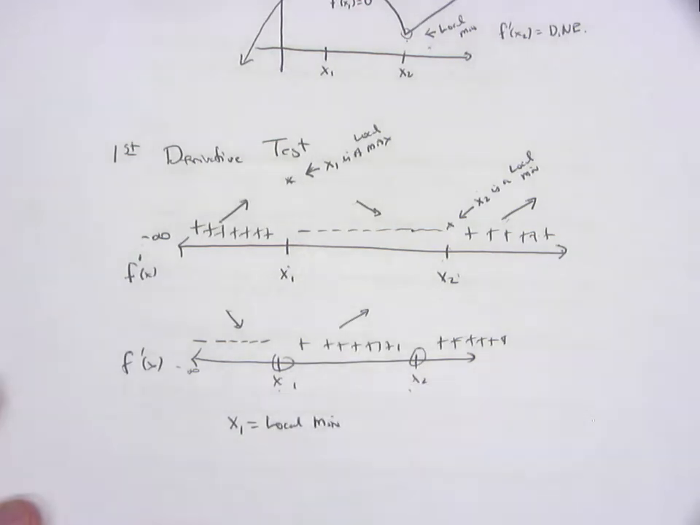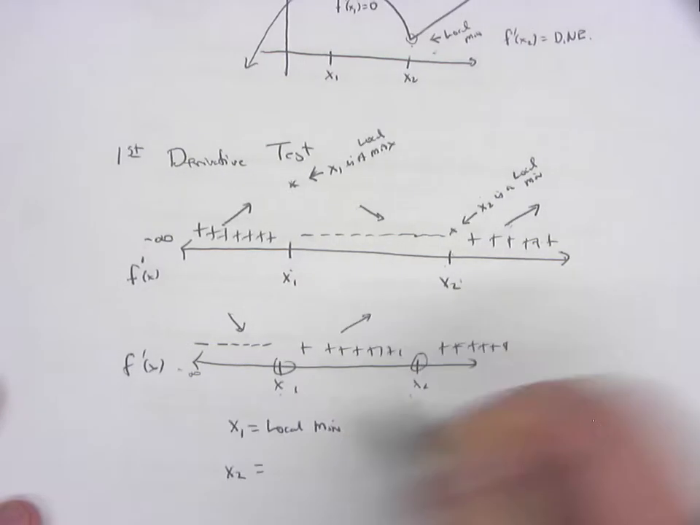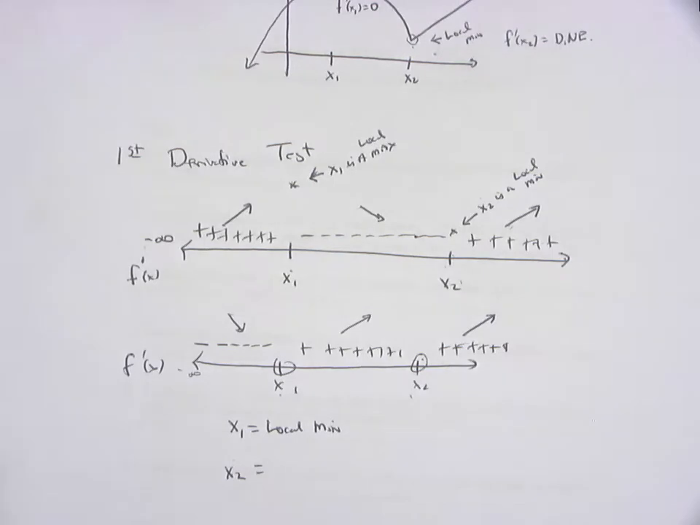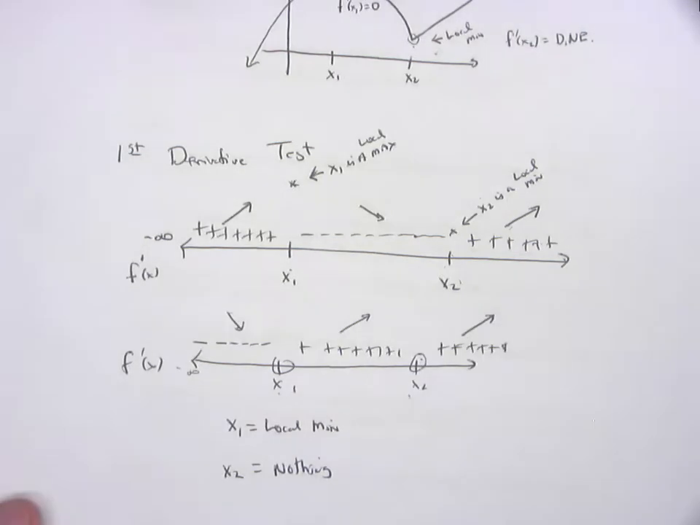What about x2? You go up, you hit x2, and you go up some more. You know what that makes x2? Nothing. It's not a max or a min. Because to get a max, you've got to go up and come back down. To be a minimum, you've got to go down and come back up. To go up, hit the point and go up some more, it's not maximizing and it's not minimizing. Does that make sense? It's not going to be a max-min point.